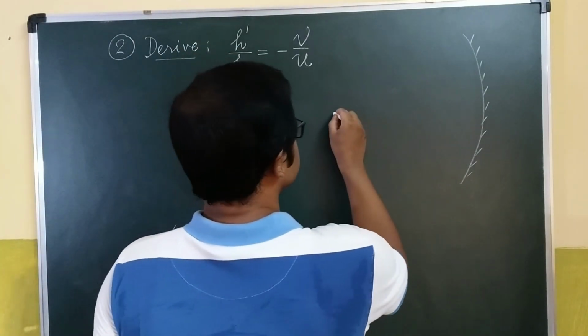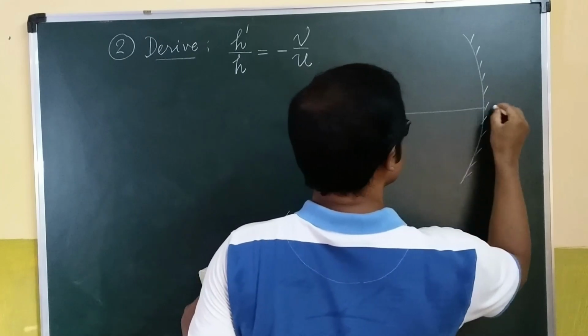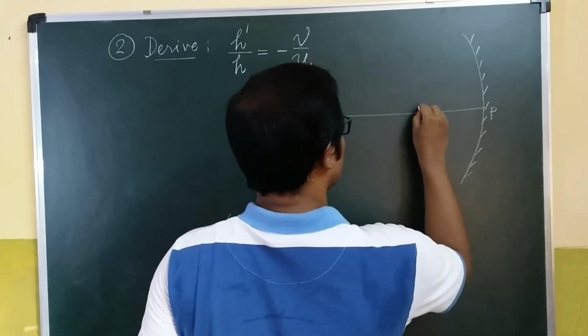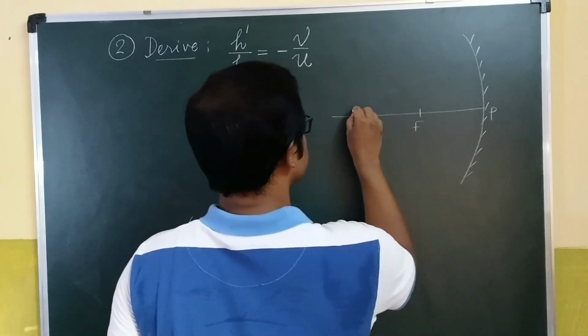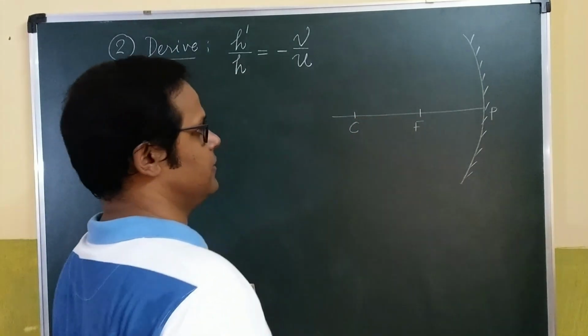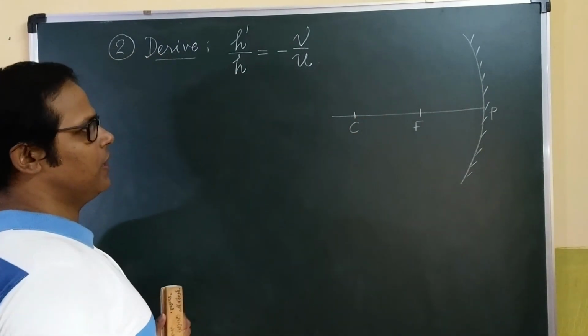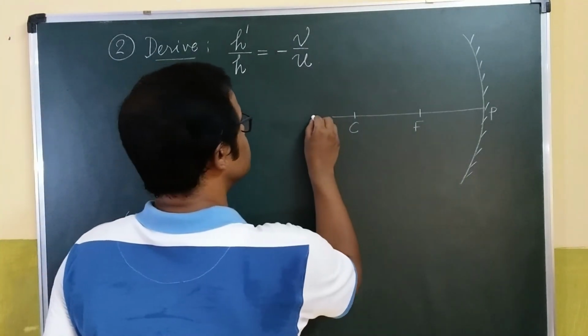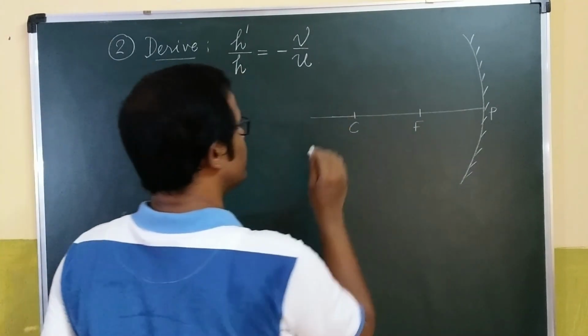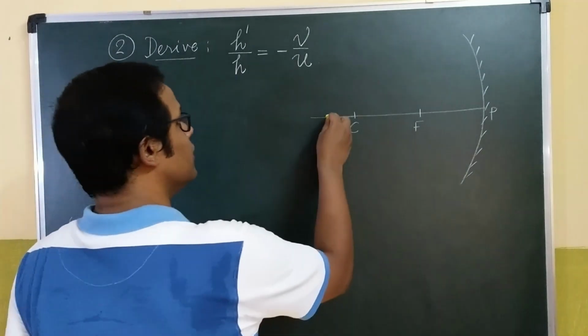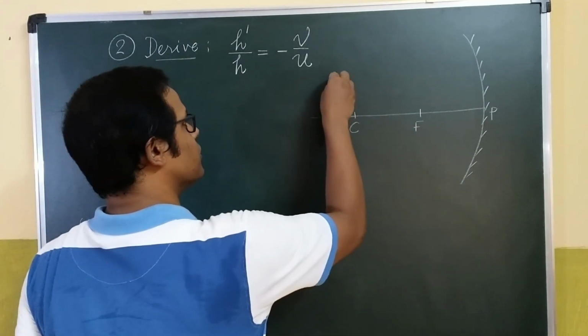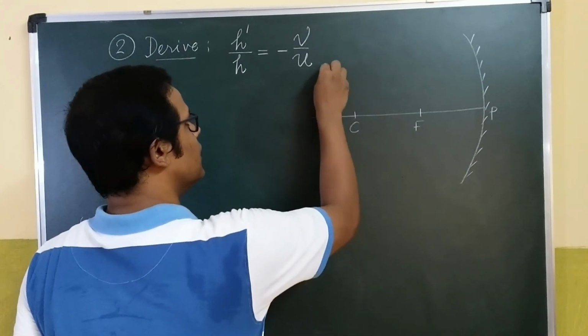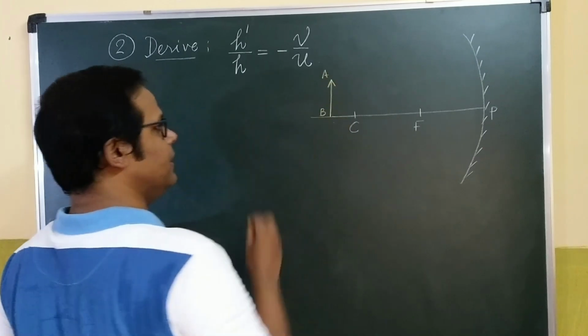Let us draw the principal axis, mark the pole, the focus, and the center of curvature. Alright, okay, now let us draw an image for an object which is just situated beyond C. I'm very sure everyone is familiar with all these diagrams. Let us call it AB.